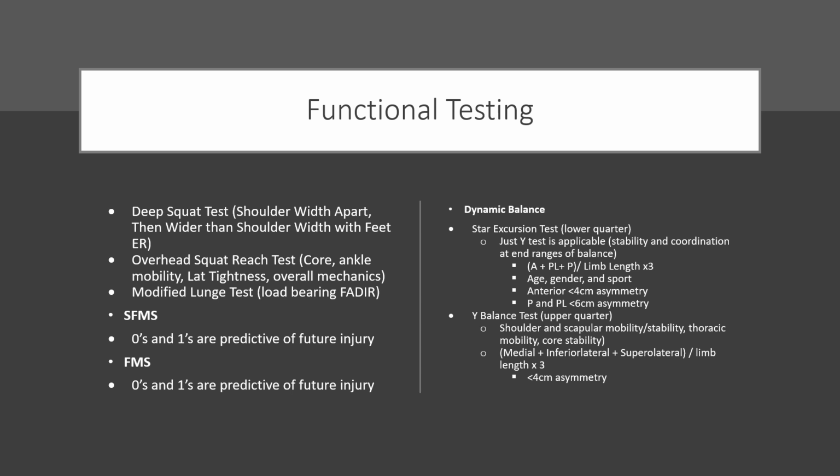You can also get into the selective functional movement screen, or the FMS, and start looking for anything where you've got zeros and ones, as those are predictive of future injury.